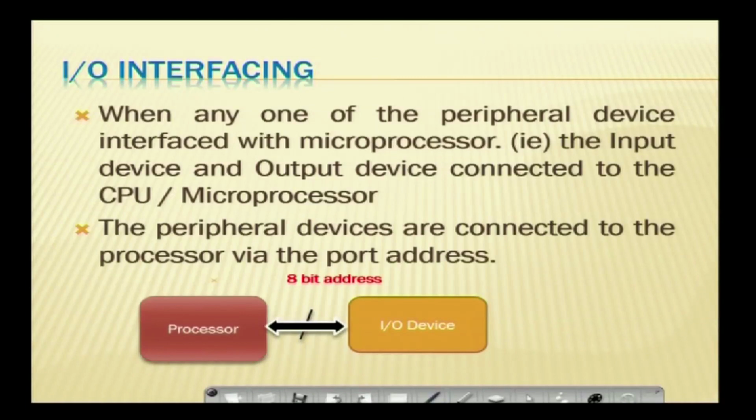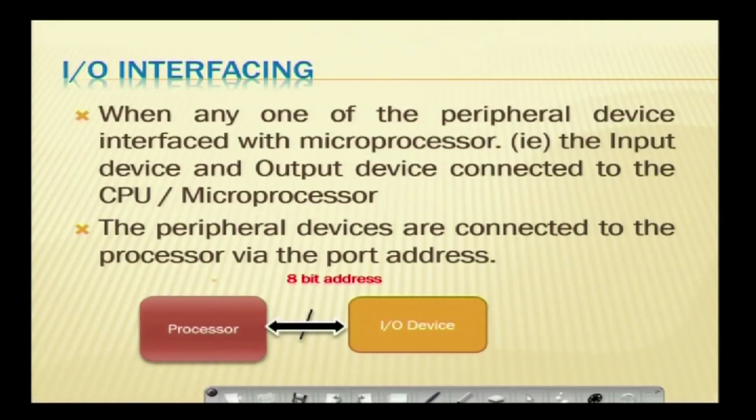So, I/O interfacing: the peripheral devices are interfaced with the microprocessor. What are peripheral devices? They are the input devices or output devices. Already we have discussed what the input devices and output devices are. The keyboard and mouse can be interfaced to the processor. So, how are we interfacing? Via the port address. With the help of the port address, we are interfacing. The peripheral devices are connected to the processor via the port address.